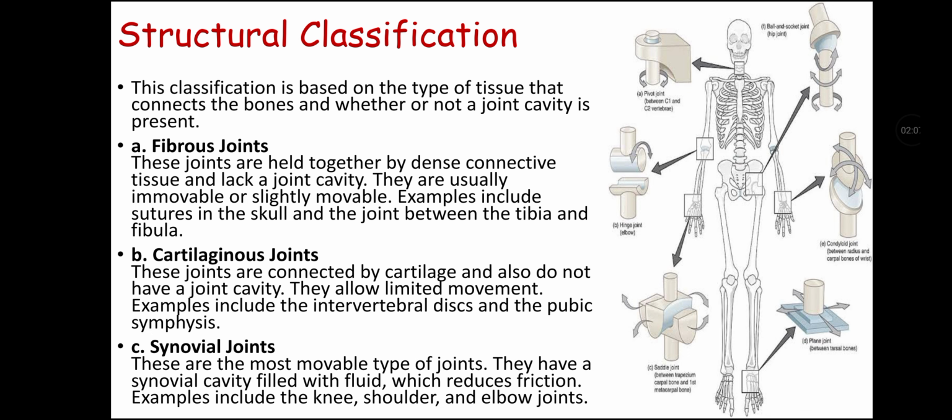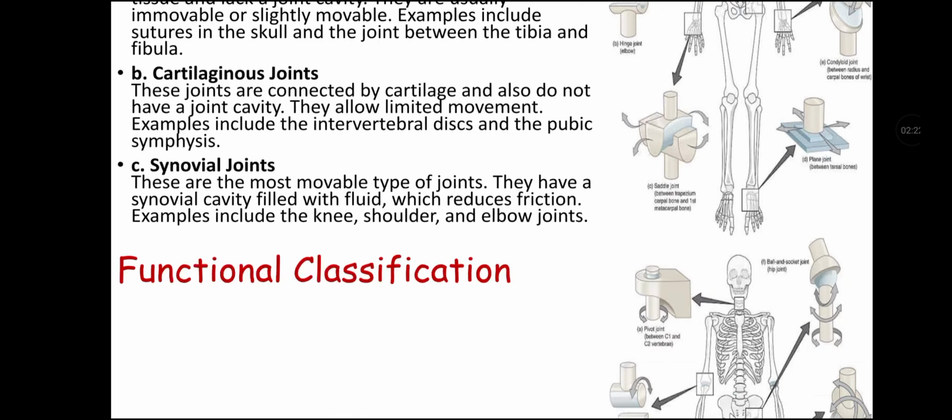Next type of joint on the basis of structure is synovial joint. These are the most movable type of joint. They have a synovial cavity filled with fluid which reduces friction. Examples of this include knee joint, shoulder joint and elbow joint.